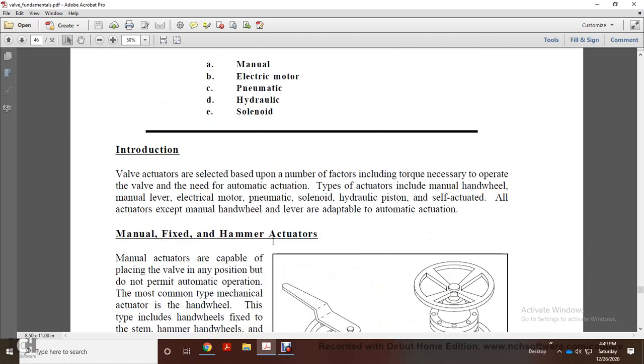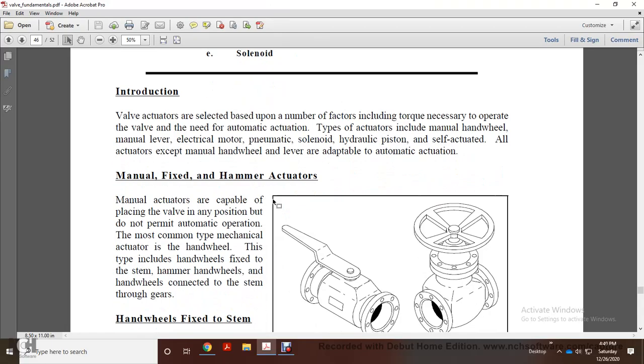Alright, introduction. Valve actuators are selected based on a number of factors, including the torque necessary to operate the valve and the need for automatic actuation. Types of actuators include manual handwheel, manual lever, electric motor, pneumatic, solenoid, hydraulic piston, and self-actuated. All actuators except for the manual handwheel and lever are adaptable to automatic actuation. Manual, fixed, and hammer actuators.